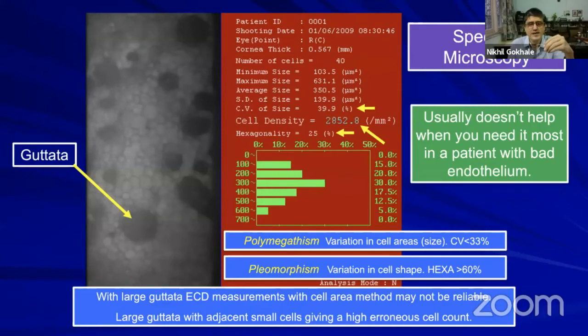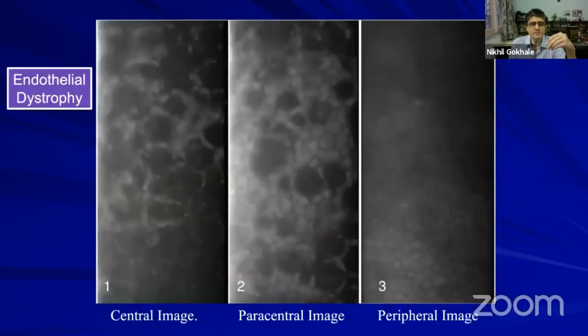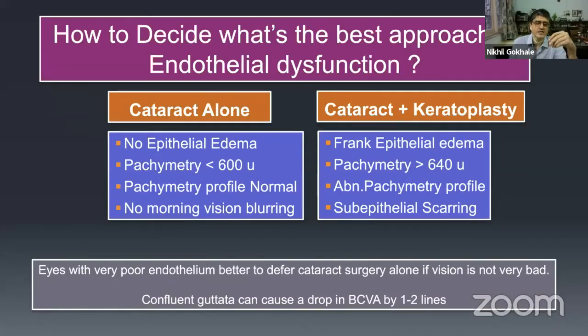If you just look at the cell count, it can be erroneous, especially in patients with bad endothelium. And you need to look at the hexagonality, the coefficient of variation, and the presence of guttate changes, and not just the cell density, because it can mislead us totally. And unfortunately, in most patients with endothelial dystrophy, you don't get proper images and you cannot make a judgment. And therefore, the judgment is often clinical.